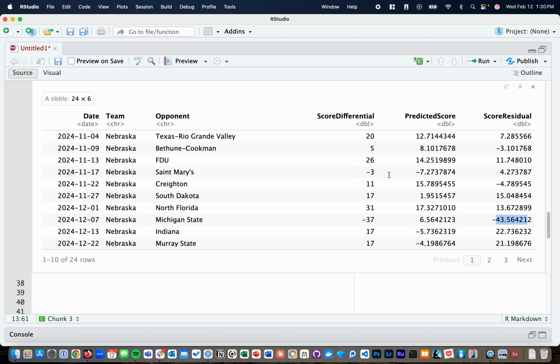Lost, should have lost. St. Mary's might be able to say even that this was the reason that we lost against St. Mary's. I'm trying to find one here real quick. Here we go. Indiana. We won by 17 based on turnovers. We should have lost by 5. Murray State. We won by 17. Should have lost by 4.